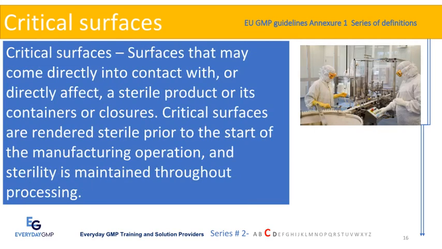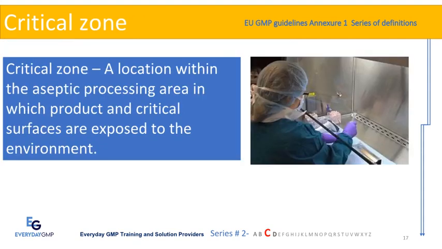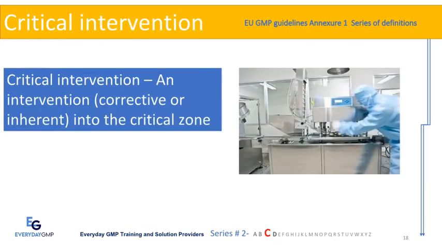Critical surfaces: surfaces that may come directly into contact with, or directly affect, a sterile product or its containers or closures. Critical surfaces are rendered sterile prior to the start of the manufacturing operation, and sterility is maintained throughout processing. Critical zone: a location within the aseptic processing area in which product and critical surfaces are exposed to the environment. Critical intervention: an intervention, corrective or inherent, into the critical zone.